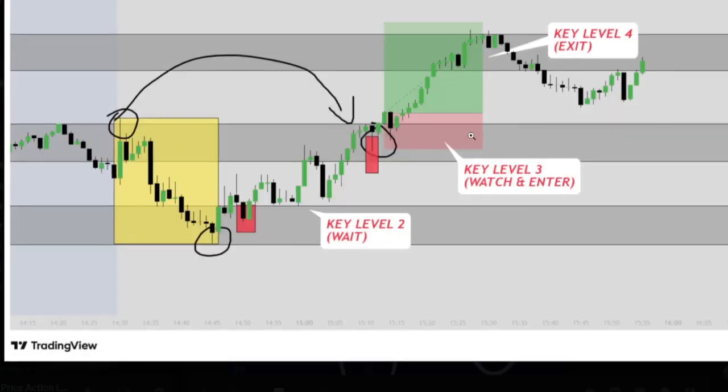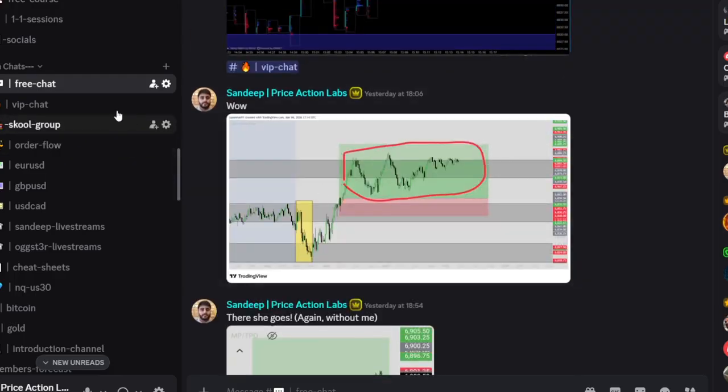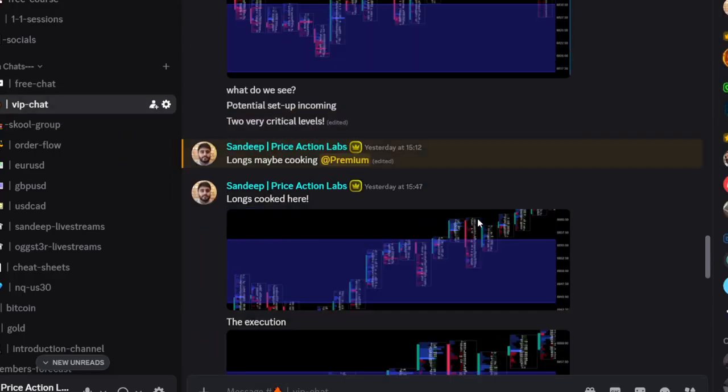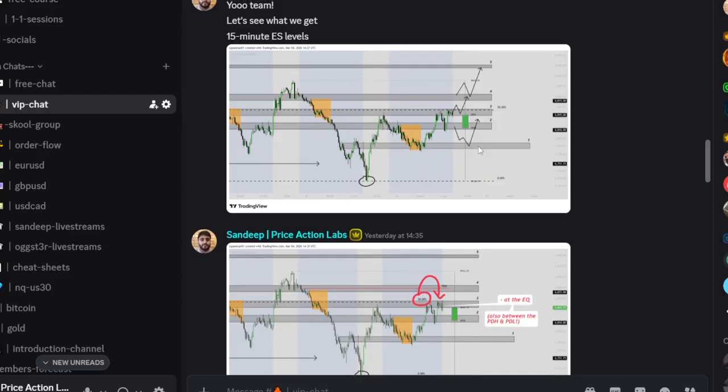So this was a trade that I took, right? So what we can see here, before we go on to that, let's just go to the pre-market plan. So I've got this over here. So what does the pre-market plan typically look like? So this is what the pre-market plan looks like just before market open.